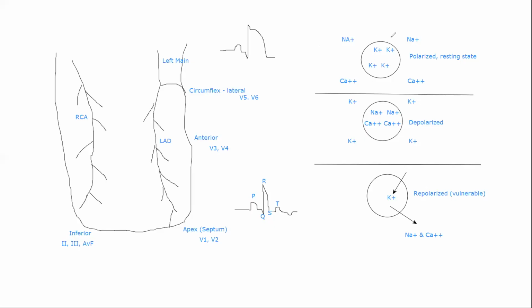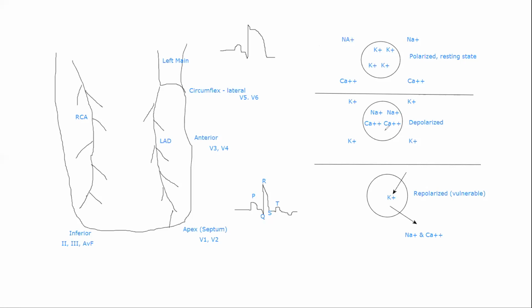So this is the cardiac cell. When the cardiac cell is at rest, it has mostly potassium inside the cell. And outside the cell, the major ions are going to be sodium and calcium. And this is when the heart is in the resting state, when it's in the polarized state. And then when it depolarizes, when the heart contracts, sodium and calcium enter the cell through sodium calcium channels, and potassium exits the cell. This is when it depolarizes, when it contracts.